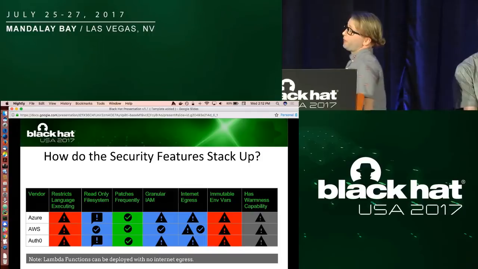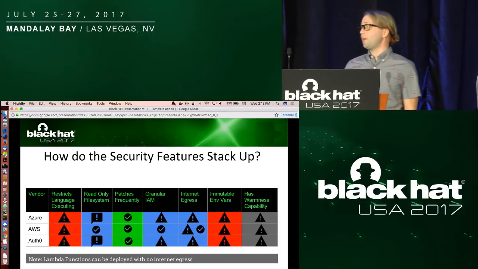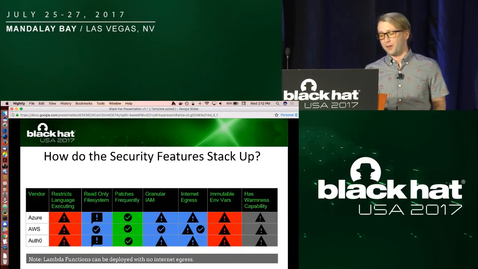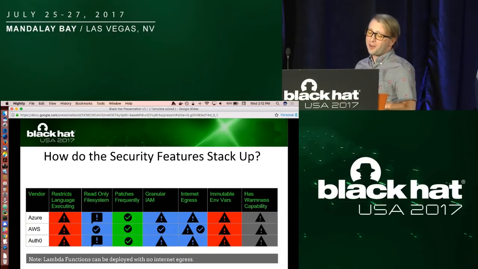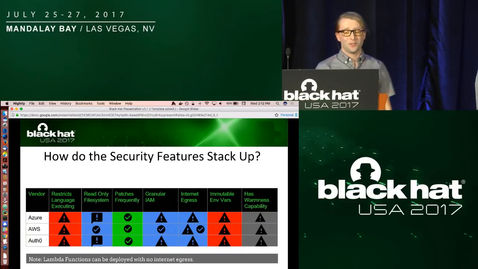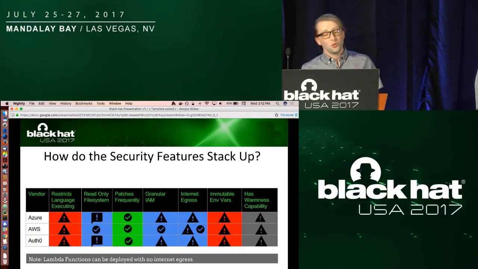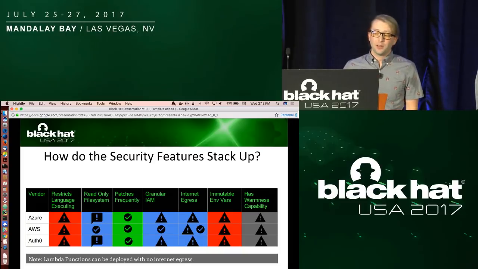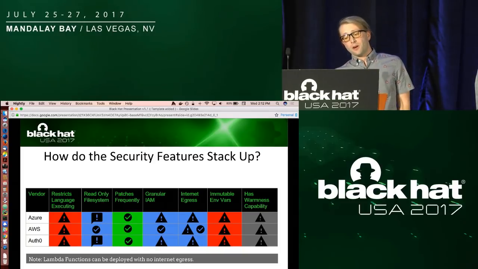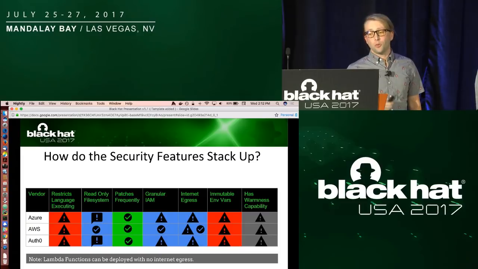This is the final slide that really tells the story about how all these security features stack up. You can see that a lot of the vendors have really similar security features. None of them restrict the language that's executing. Most of them do have read-only file systems to some degree in some places. All of them patch frequently. None of them have immutable environment variables, etc. You can read more about this in the white paper.